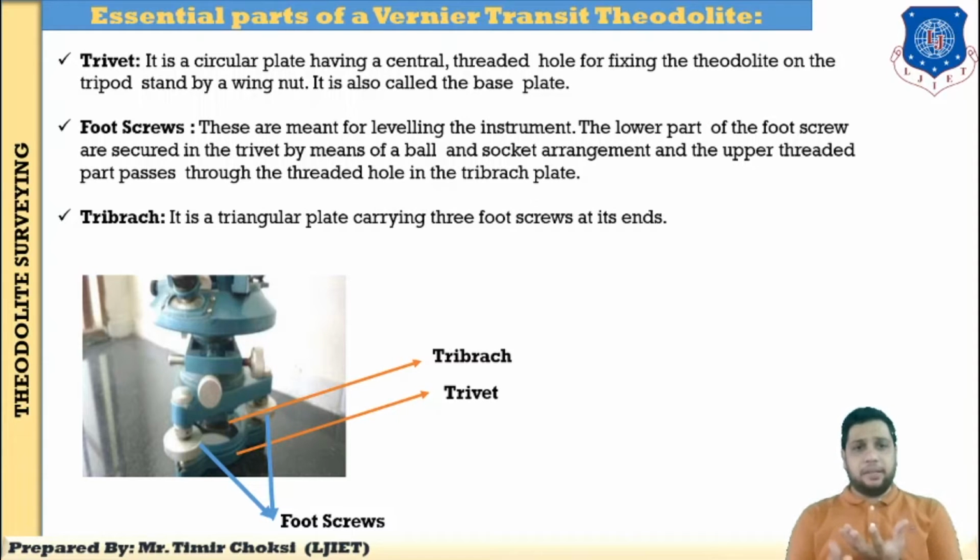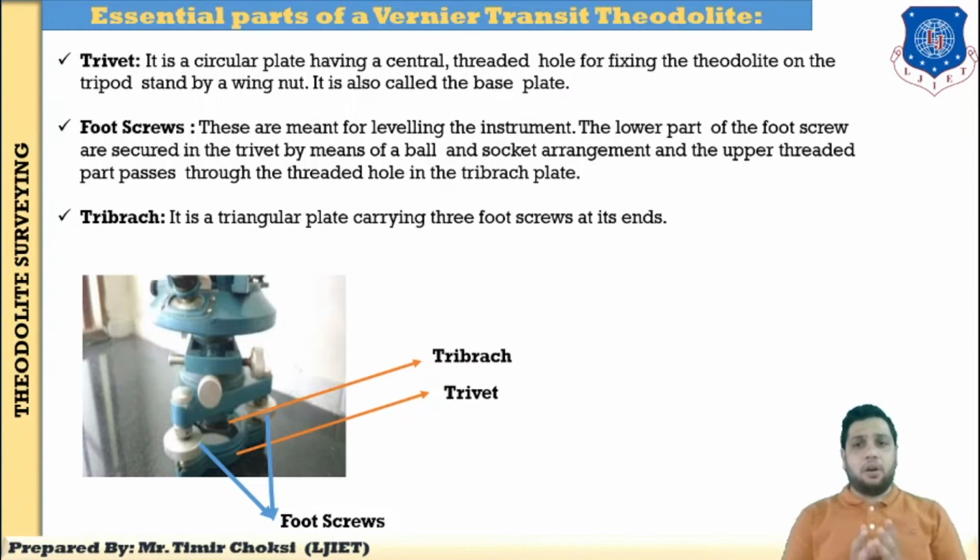So the tribrach is a circular plate having a central threaded hole, and it is used to fix the theodolite on a tripod stand by a wing nut. This is the most essential part, or base, of the theodolite. Next is the foot screw. These are meant for leveling the instrument. There are three foot screws in a vernier transit theodolite. Foot screws are mainly used for leveling the instrument, so they are an essential part of the whole theodolite.